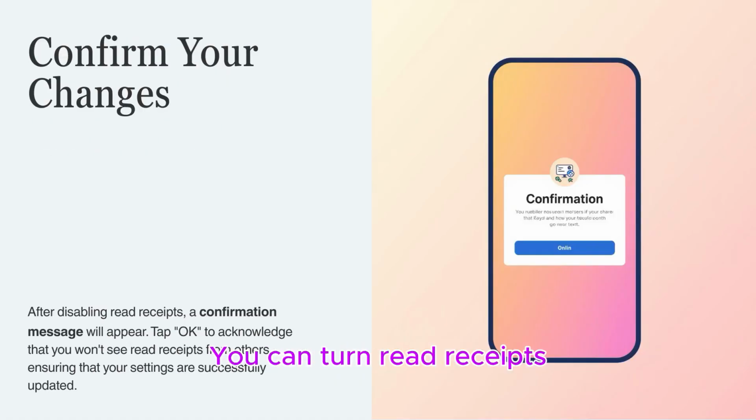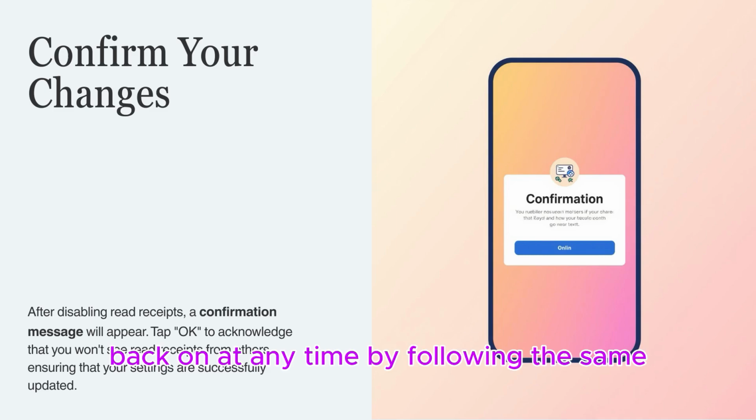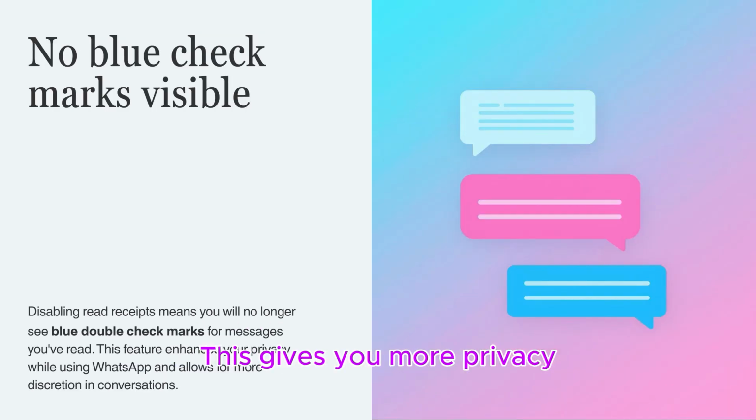You can turn read receipts back on at any time by following the same steps and toggling the switch on again. This gives you more privacy over when you choose to acknowledge a message.